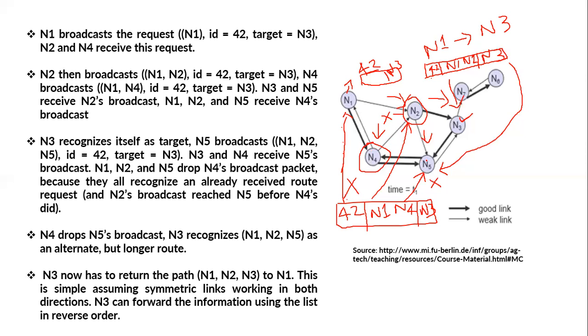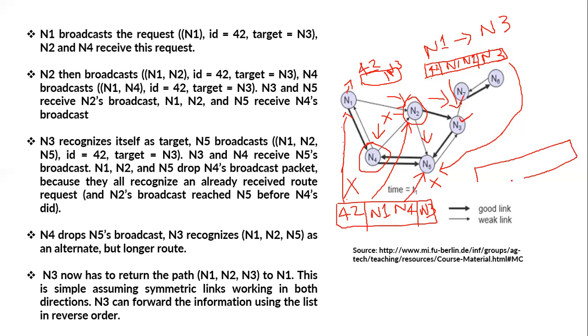Now let us see what N5 will do. N5 has got a packet from N2. That is not a duplicate packet, so the first step is not satisfied. Second, N5 is not the destination node. So N5 should broadcast that packet. To whom will it broadcast? It will broadcast only to N3 and N4. Okay. So what will it broadcast?